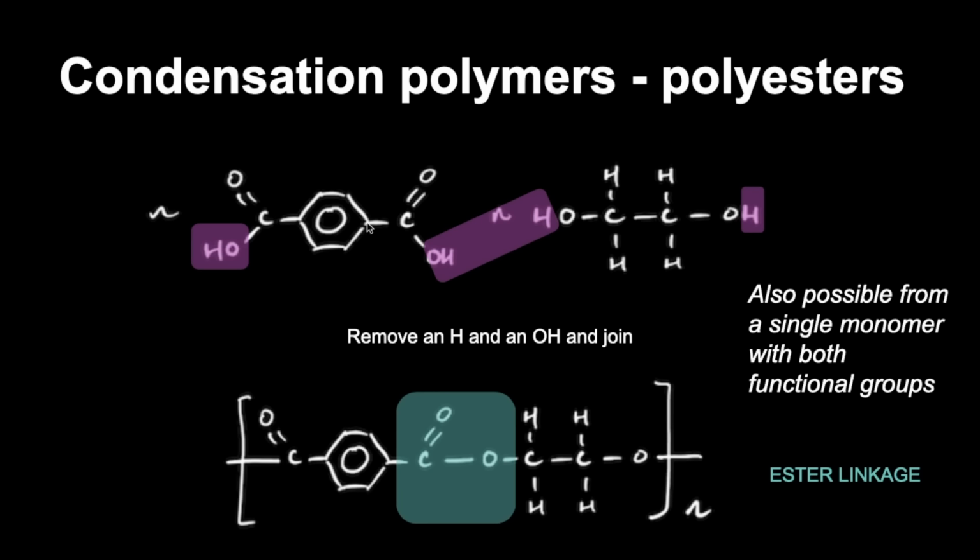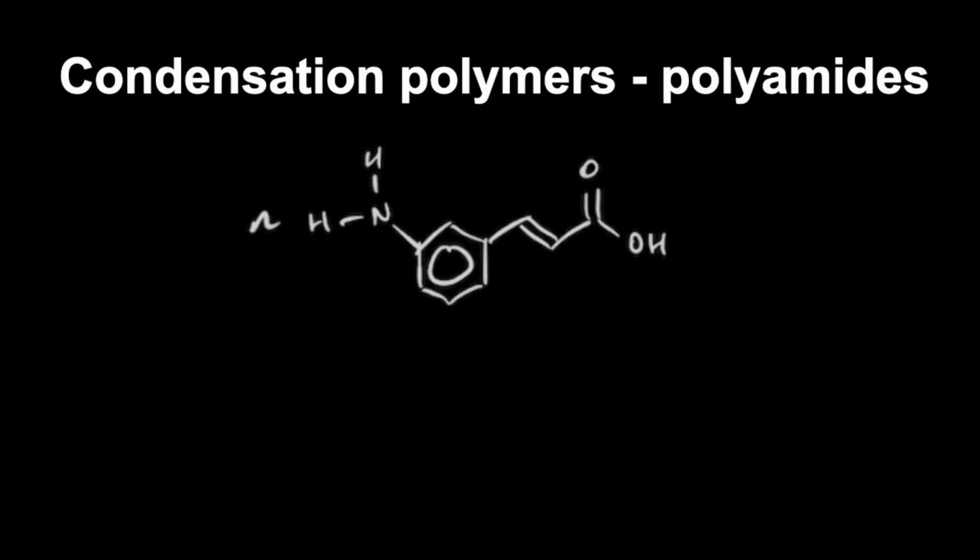So imagine this molecule here, instead of being COOH, it's COCl. You could do it that way, but instead of making water, you would make HCl instead. Moving on to the other type of condensation polymer, that's a polyamide. This is a 1 monomer example.